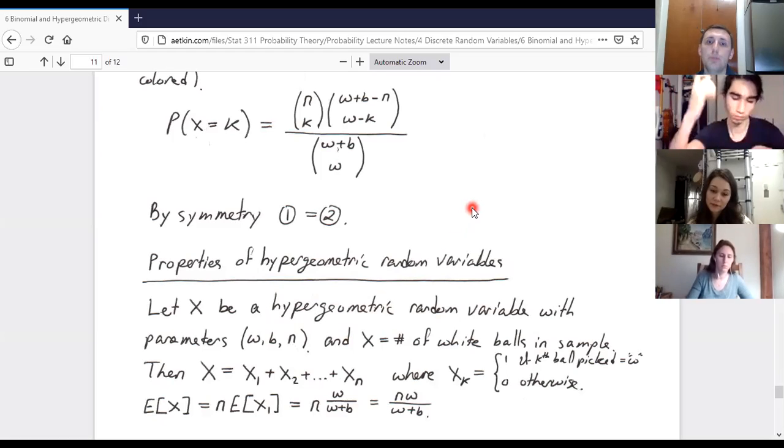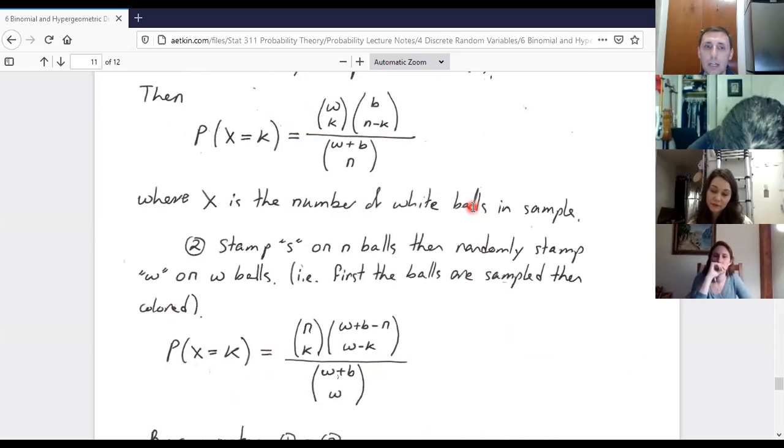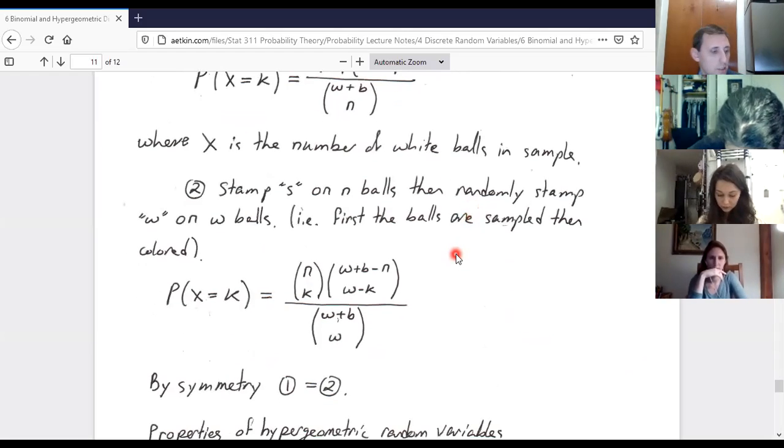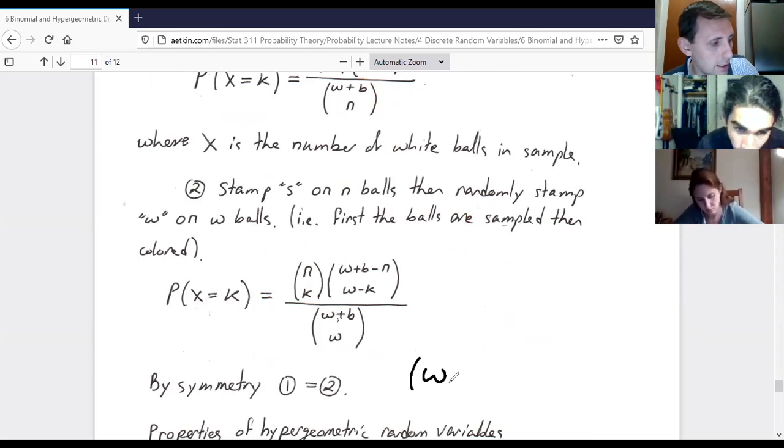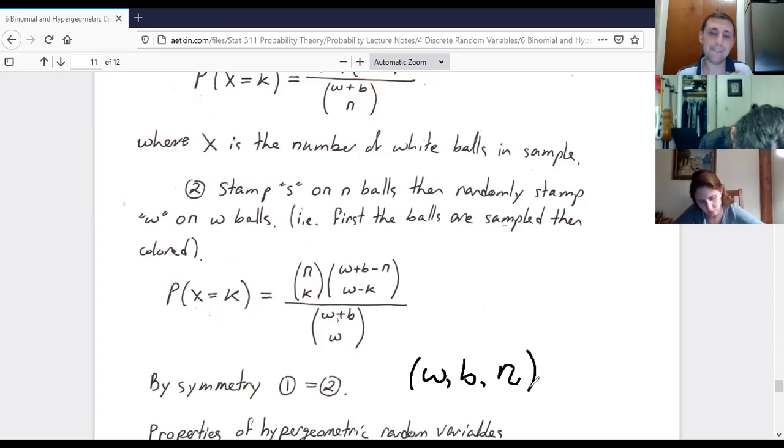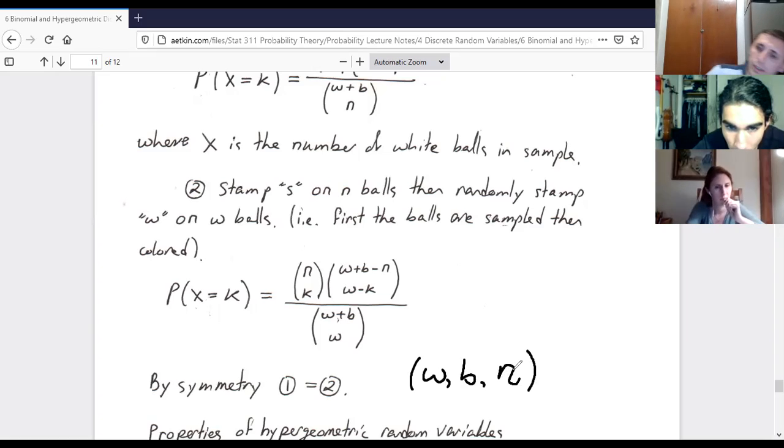So, properties of hypergeometric random variables. Can you calculate the expected value of a hypergeometric random variable without me helping you? Right, so let's do this. The hypergeometric random variable, I'll write it here. You have parameters. W is the desirable, success, right? B is undesirable, and N is the size of my sample. So: desirable, undesirable, sample is N. Success, failure, sample size N. Calculate the expected value. How many successes do I have given those parameters?